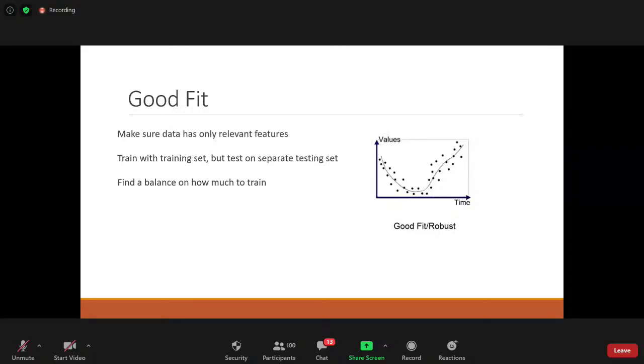So obviously this is what a good fit should look like. If you properly make sure that your data only has relevant features, you train with your training set and test with a separate testing set, and you find a good balance on how much to train, this is ideally what you would want out of a machine learning model. You want a model that is a good representation of the ground truth of the problem, not just the data points that you have at hand.